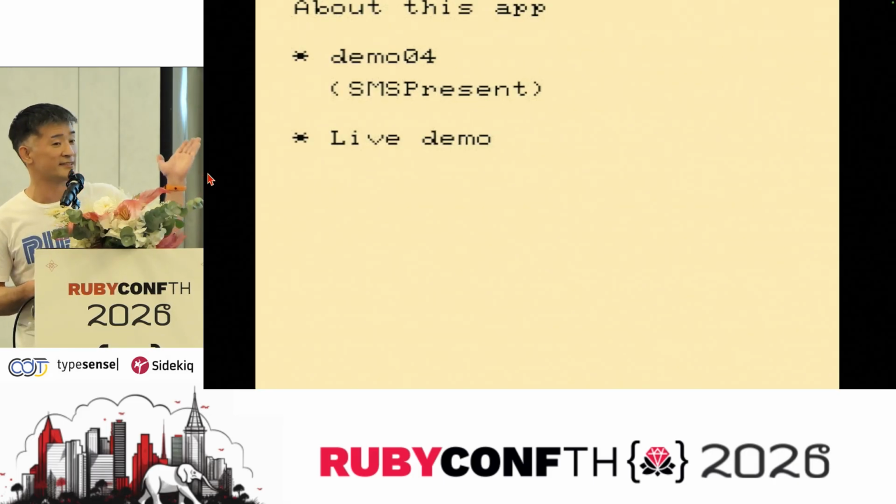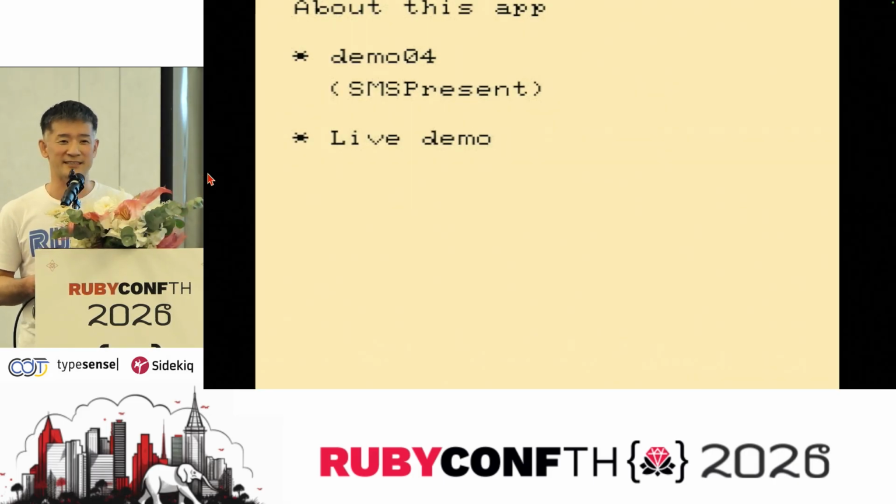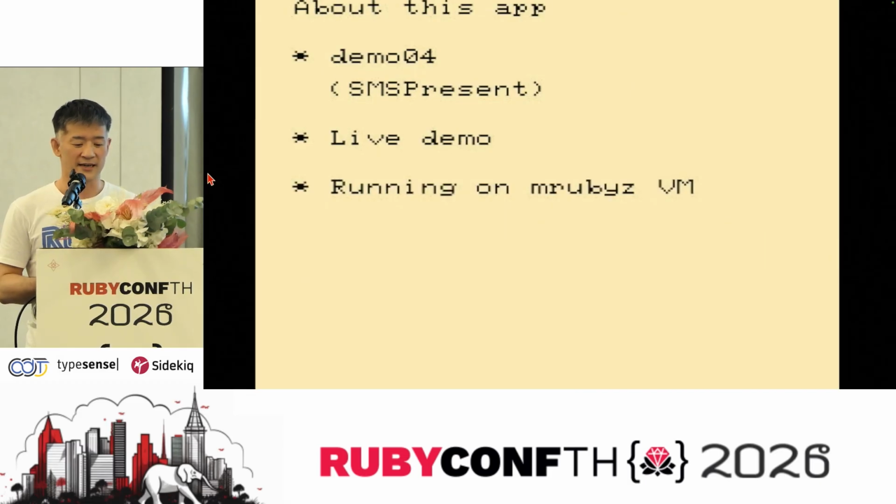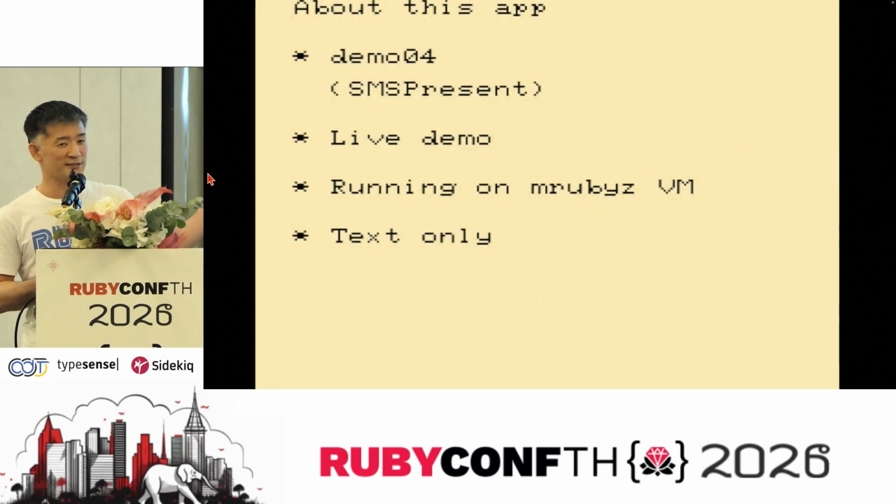So the fact that you can see this screen and I'm pressing the buttons and it's going forward means my live demo is succeeding. Thank you. And it's running on my mruby Z VM that I have mentioned in the title. I'll explain more about it soon. So far, this presenter can only show text, and this is the sort of thing you're going to see through this session. I tried to do more, but haven't managed to implement any graphics.